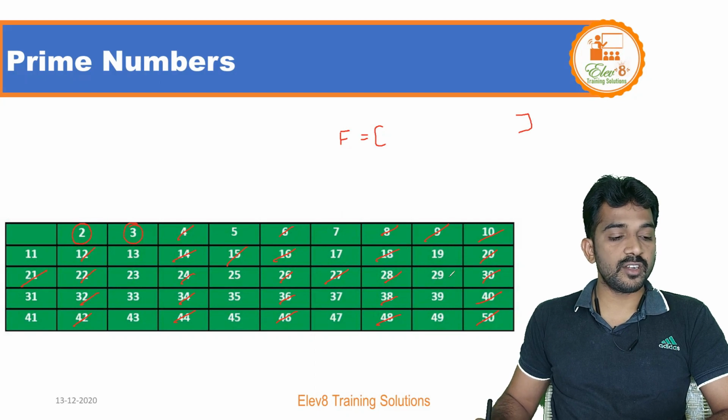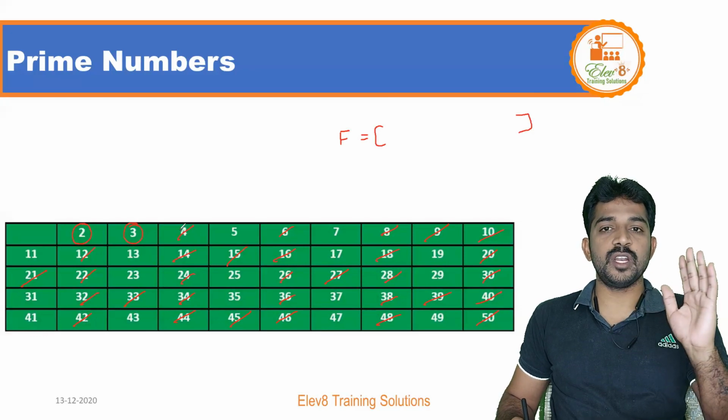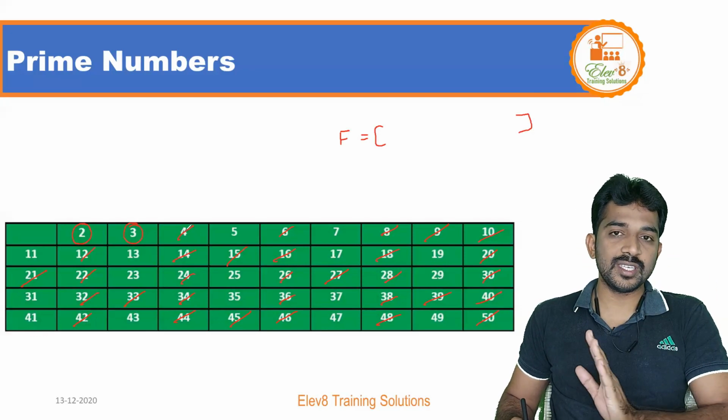After that, 27, 30, struck off. 33, 36, struck off. 39, 42, 45, struck off. After 45, what is the value there? 48, struck off. Stop the process. After that, 4 is struck off, right? Just leave the number. No need to consider.